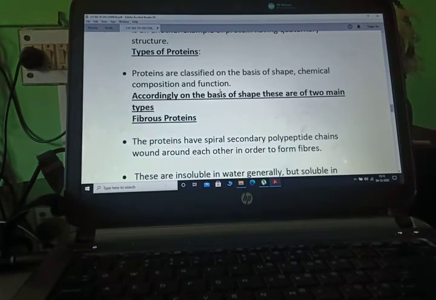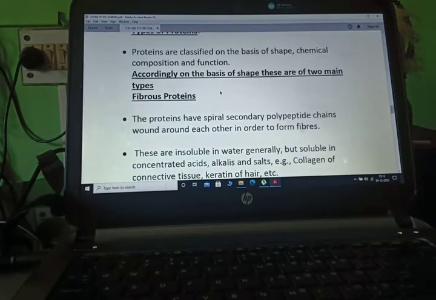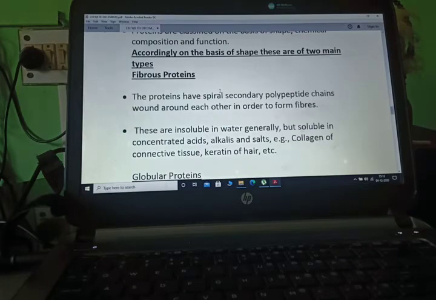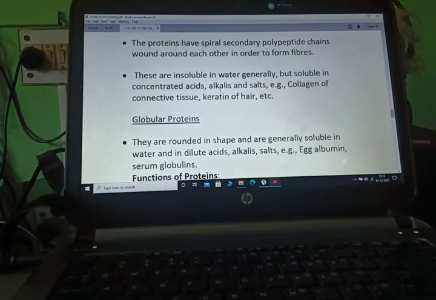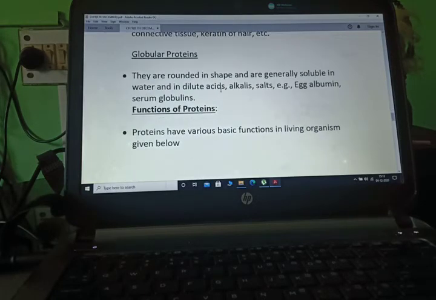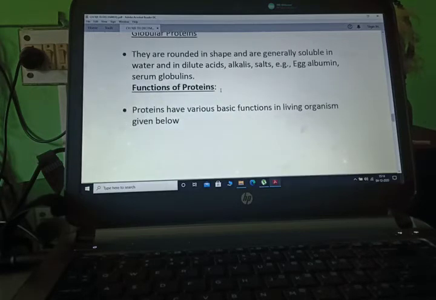Types of protein. Proteins are classified on the basis of shape, chemical composition and function. Accordingly, on the basis of shape, there are 2 main types, that is fibrous protein and globular protein. Fibrous proteins have spiral secondary polypeptide chains wound around each other in order to form fibers. These are generally insoluble in water but soluble in concentrated acid, alkali and salt. Globular proteins are rounded in shape and generally soluble in water and in dilute acid, alkali, salts. Example, egg albumin or serum globulin.